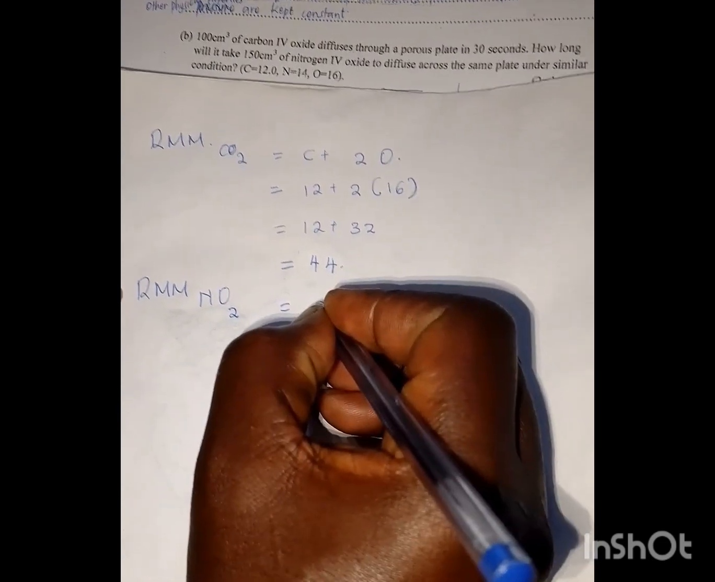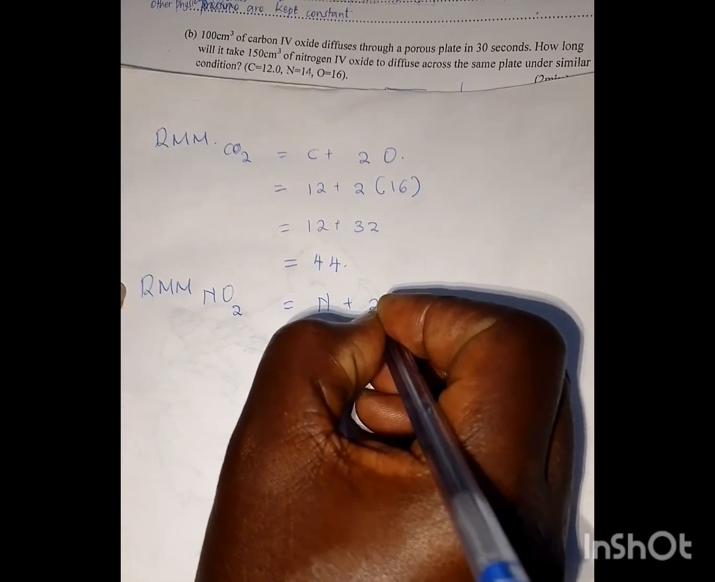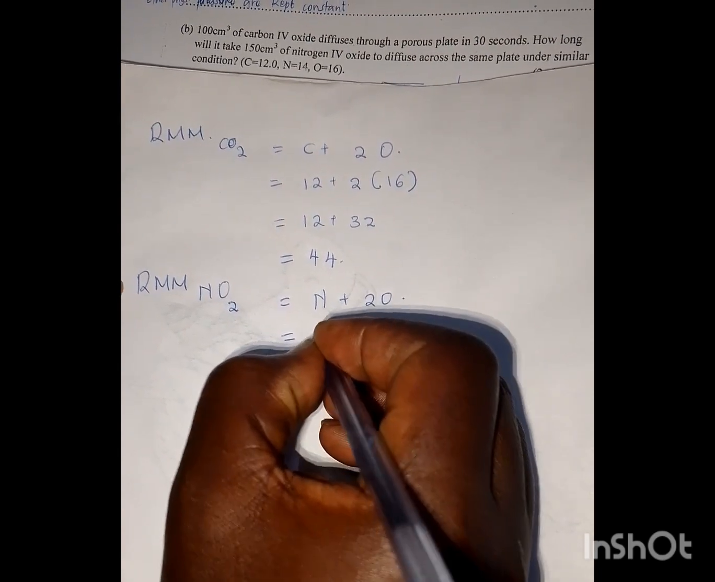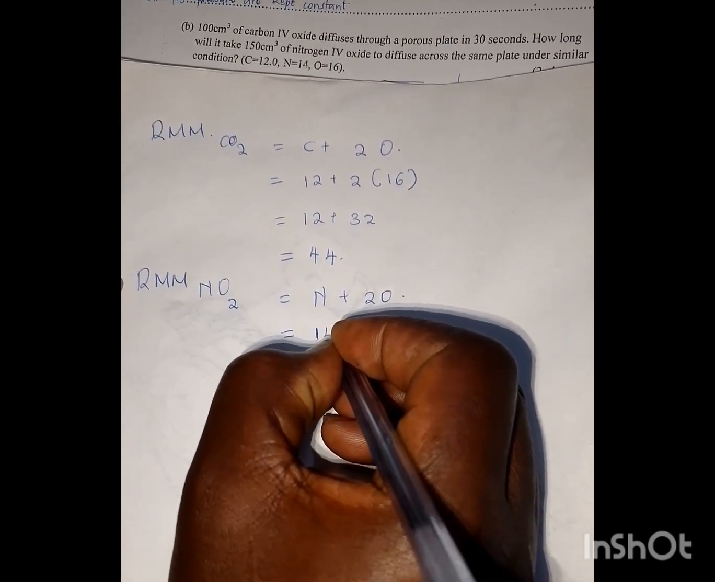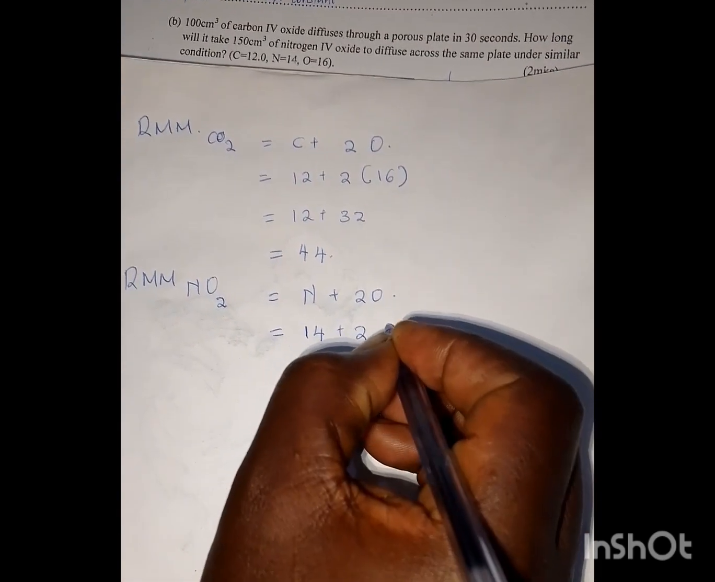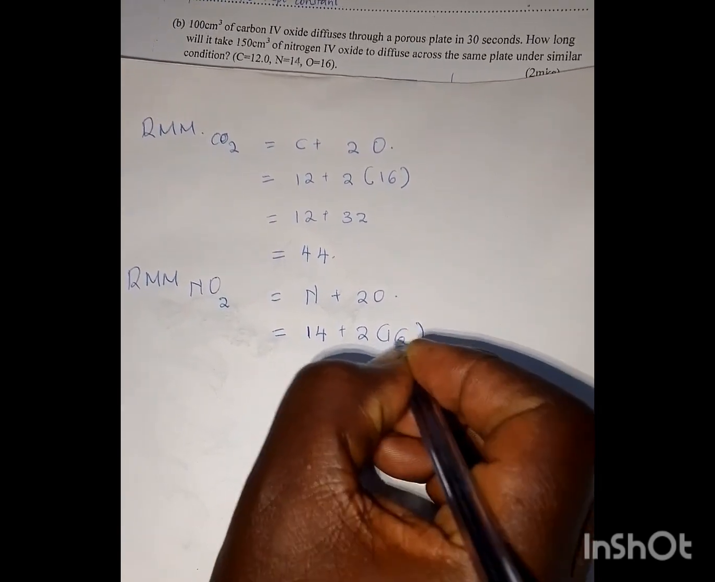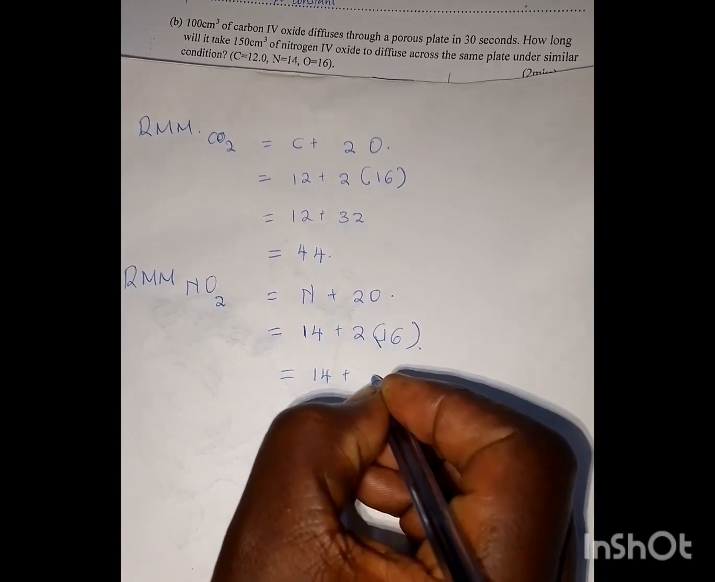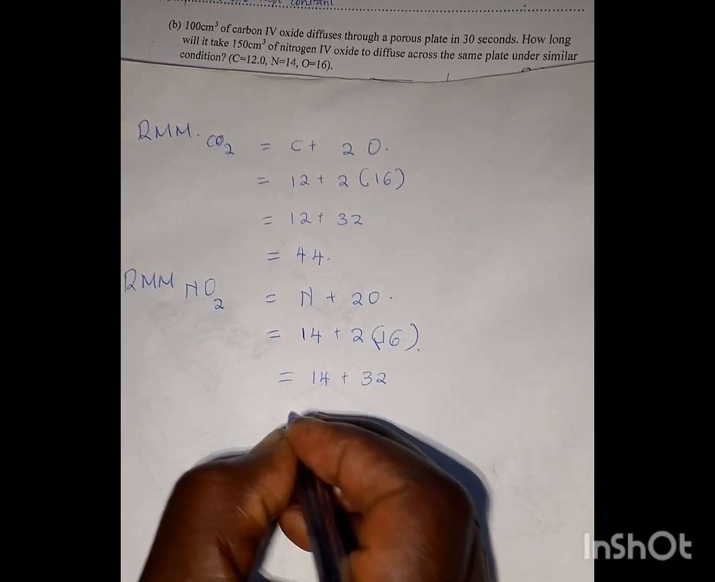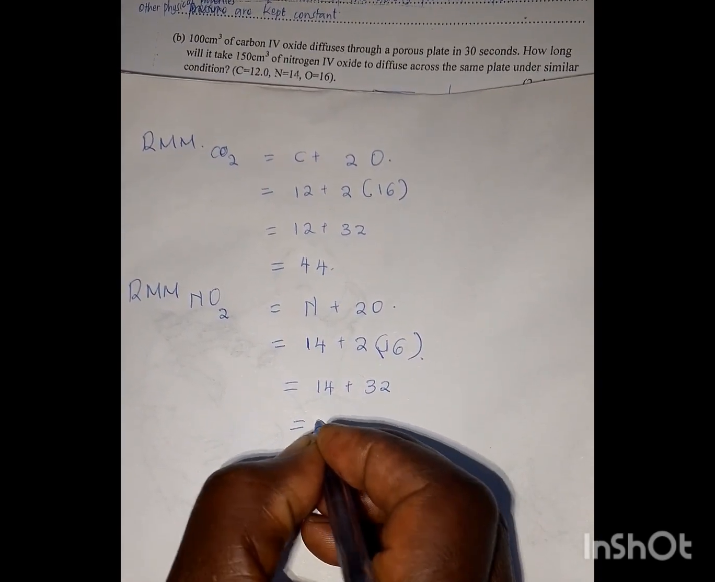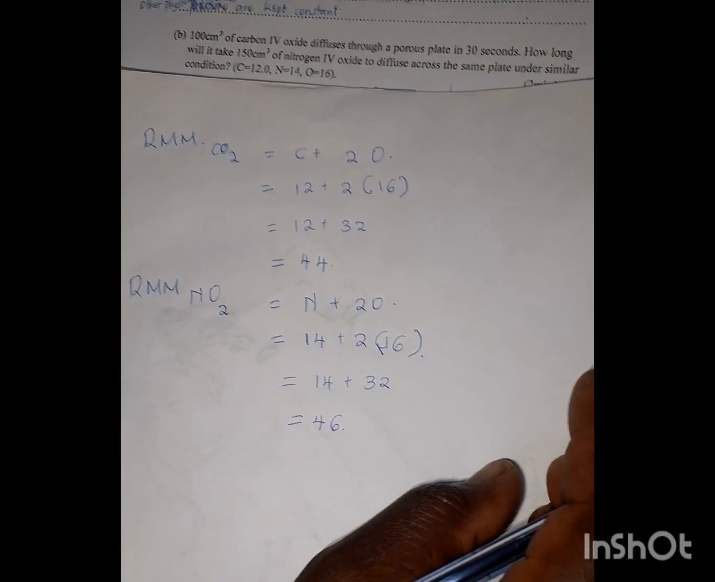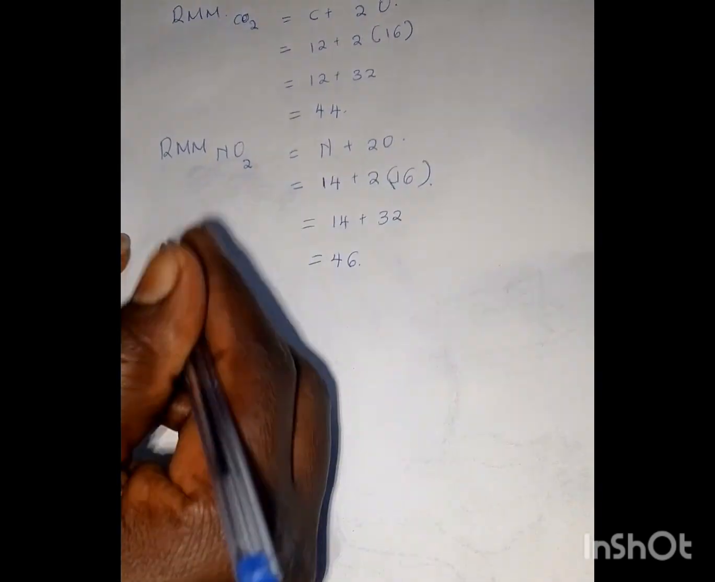We shall look for the relative molecular mass of nitrogen dioxide. So nitrogen dioxide, we have nitrogen and 2 atoms of oxygen. Our nitrogen is atomic mass 14 and 2 atoms of oxygen into 16. So we get 14 plus 32, and this gives us 46.